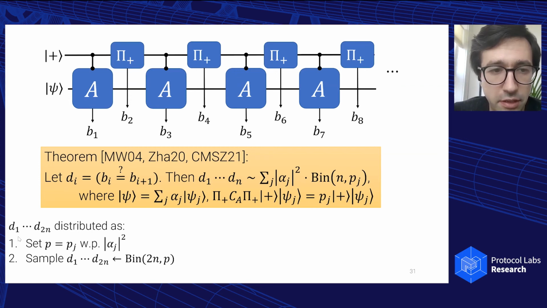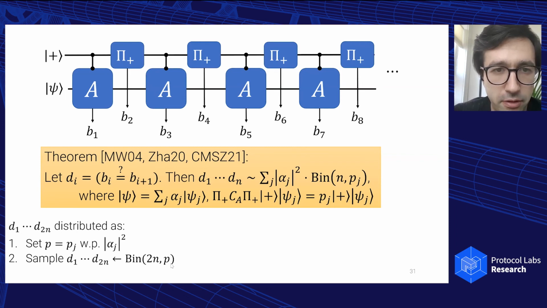The important thing to take away from this slide is that we can write this distribution of d_1 up to d_n in the following way. The following experiment has the same distribution as this d_1 up to d_n. And here actually I'm going to write d_1 up to d_2n, so I write 2n instead of n. The distribution is as follows: you choose a j with probability size of alpha_j squared. So these all sum up to 1, so this forms a distribution, and I choose a parameter p equal to p_j, where I choose j with probability size of alpha_j squared.